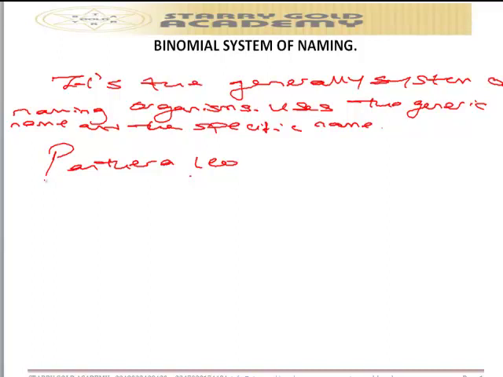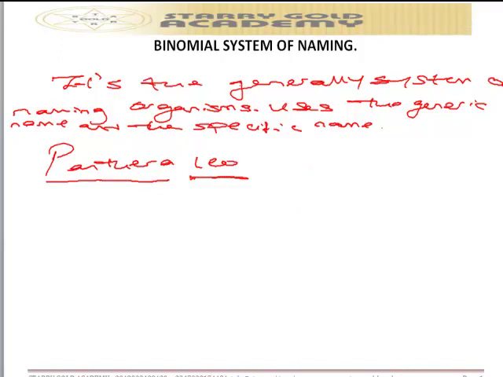The generic name should start with a capital letter and it should be underlined, right? And the species name should start with a small letter and also be underlined. That is the principle of naming organisms using the binomial system of naming.